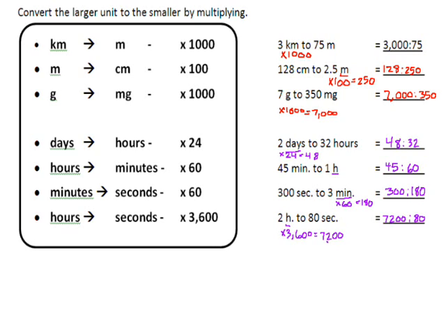Okay, we finished the notes section here. Now you can move on to the next page, which is your assignment on ratios.